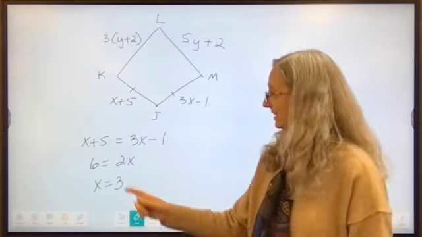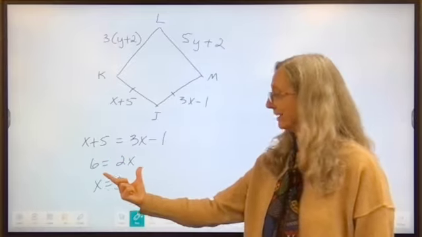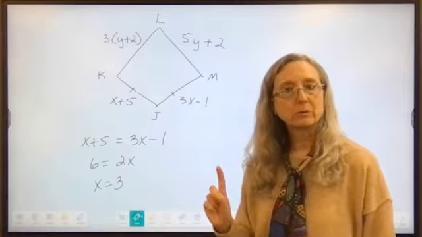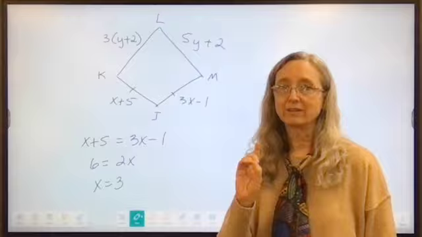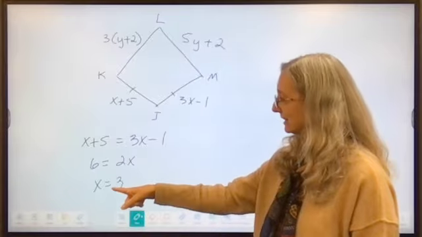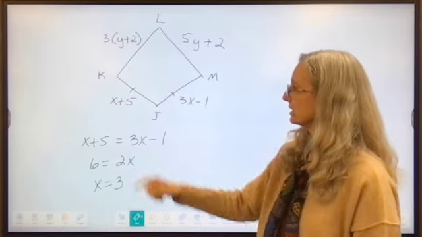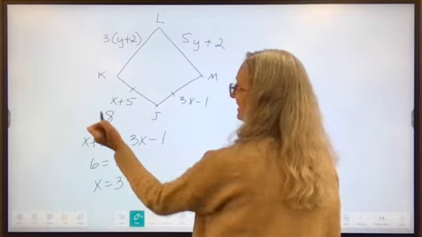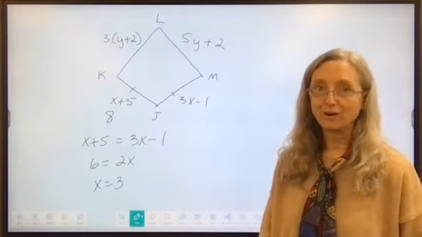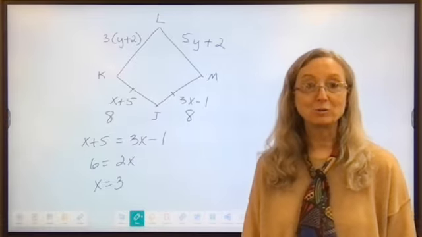So I did that. I said x plus 5 is equal to 3x minus 1, and I solved for x and realized x equals 3. But remember, the question asked me for the lengths of the sides. So once I have that, I plug that in. If x is 3, then this side is 3 plus 5, or 8. And this side is 3 times 3 minus 1, or 8. Sure enough, those two are congruent.